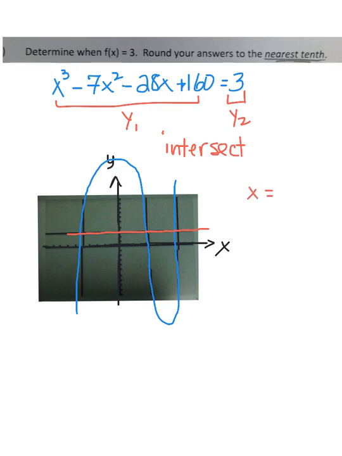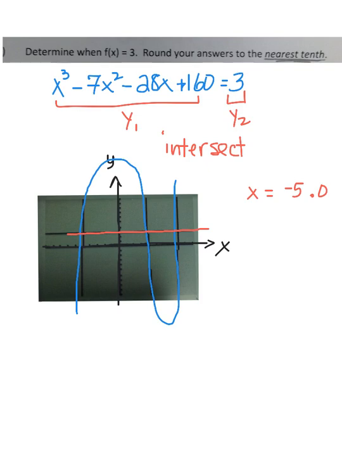And when you do that, you're going to end up getting x equals, now rounded to the nearest tenth, you should have gotten x equals negative 4.9742, but to the nearest tenth, that's going to be negative 5.0. All right. So let's look at the next one.